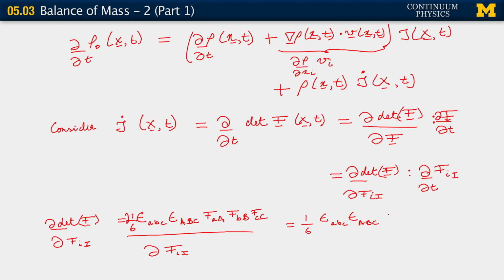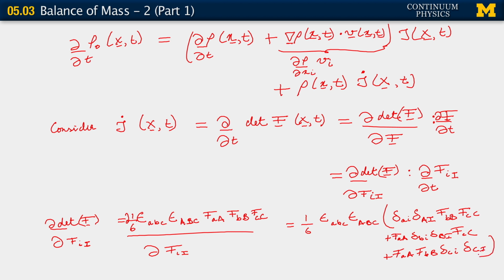We now get terms of the form delta a little i, delta capital A capital I, F little b capital B, F little c capital C, plus F little a capital A, delta little b i, delta capital B capital I, F little c capital C, plus F little a capital A, F little b capital B, delta little c i, delta capital C capital I. Okay?